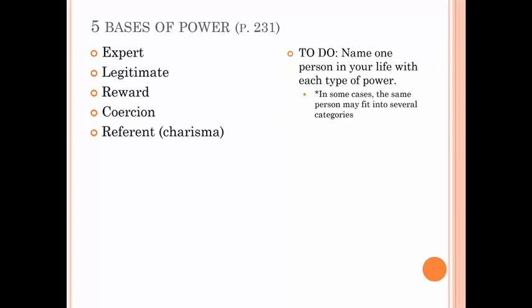So, we've been talking about power and I'm having you make some notes. I'd like you to pause a moment and for each of these 5 bases of power, think about a person in your life that has each type of power over you. And it's important to remember that it's possible that the same person fits into several categories, or maybe all of them. So, for instance, when I was in graduate school, my PhD advisor is basically the person who runs your life for several years. They determine when you get time off, what you're doing, how you're doing it. There's a lot of pieces of your life they control.